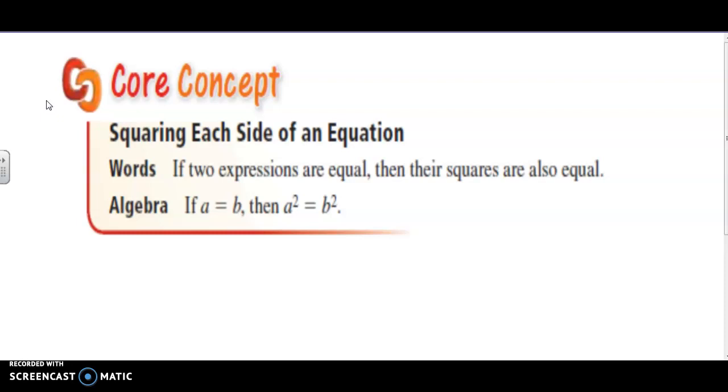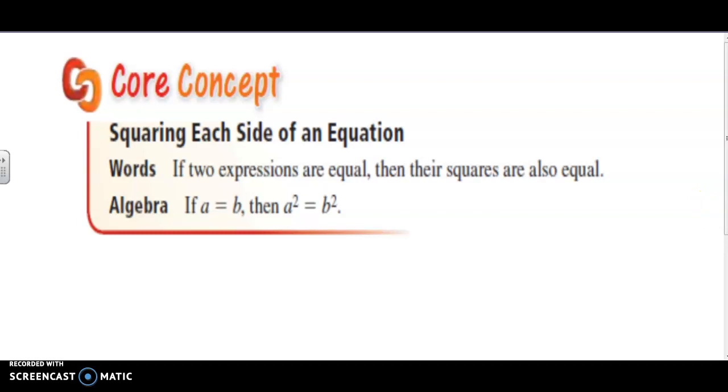So the inverse of taking the square root of something would be to square it. Kind of like when we're solving quadratic functions by taking the square root. When we had something squared, we took the square root. So now it's just the opposite of that. We have the square root of something, so we're going to square both sides. So this is the logic to why it works. It says if two expressions are equal, then their squares are also equal. So if a equals b, then a squared equals b squared.